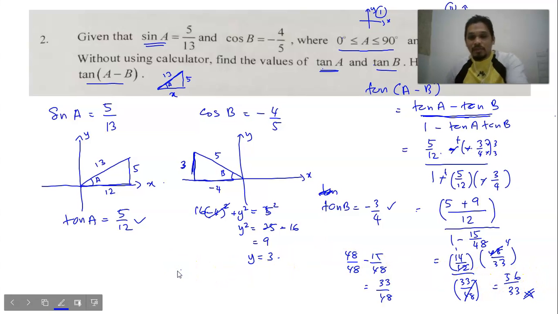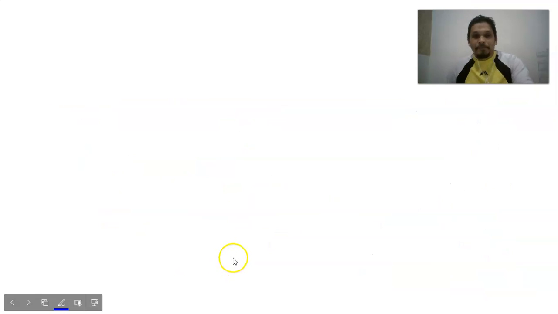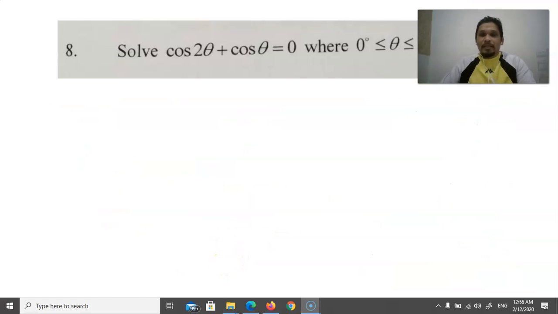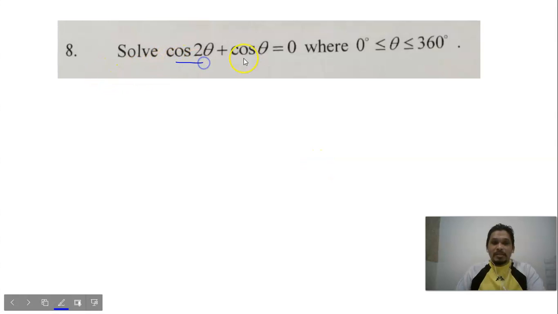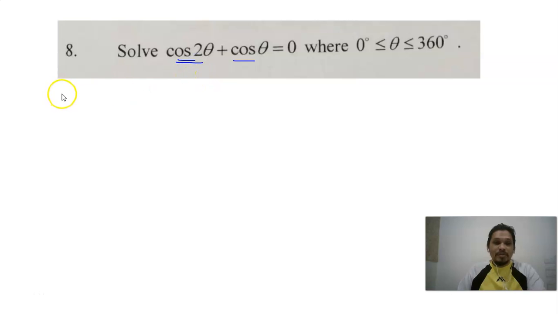So let's move to the next question then. Okay, now solve cos 2x plus cos x equal to 0, where theta lies between 0 up to 360 degrees. Okay, from here, cos 2x, cos 2 theta equal to something like this.